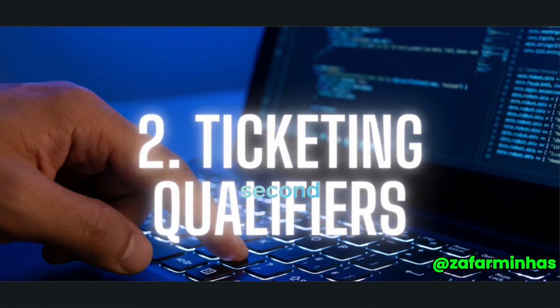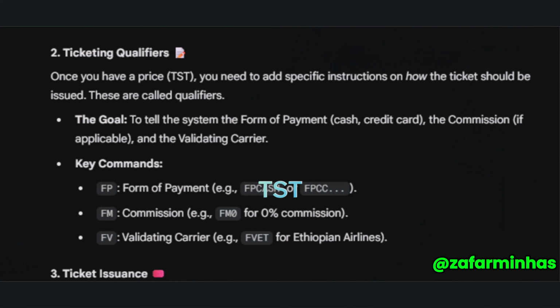Moving on to the second component, updating the TST with mandatory data. Even after you run FXP, you cannot issue the ticket yet. You must tell the system how the client is paying and what commission applies. The key command here is FP, which stands for Form of Payment. For example, if the client is paying by cash, the command is simply FP Cash. If they are paying by card, you would enter FPCC followed by the card details.